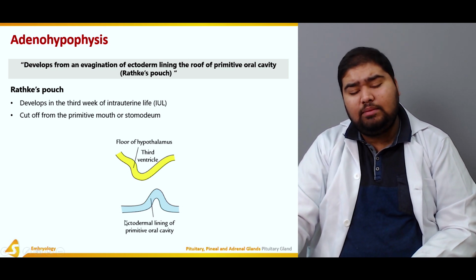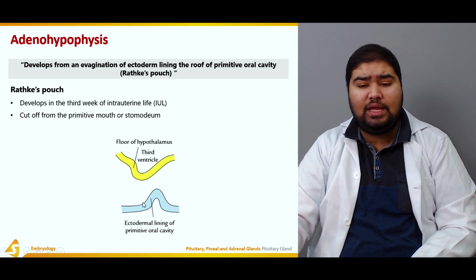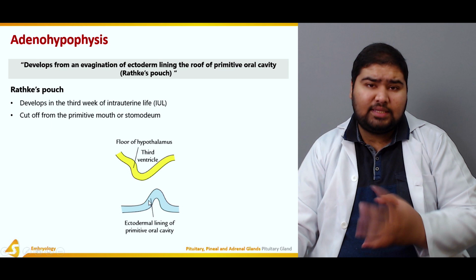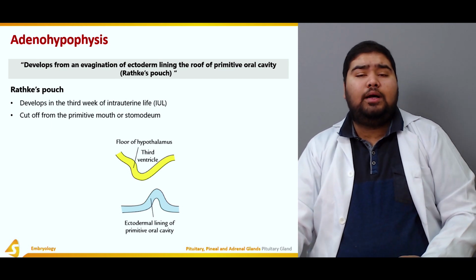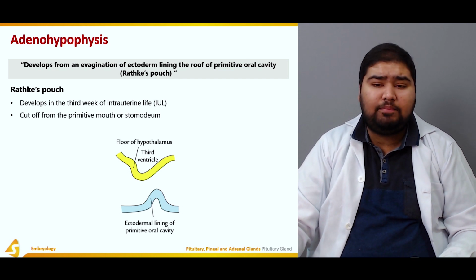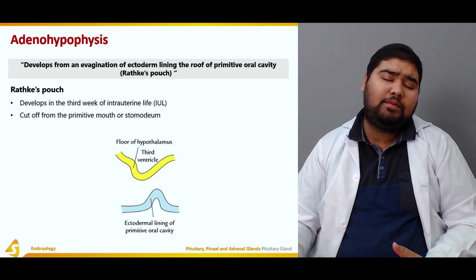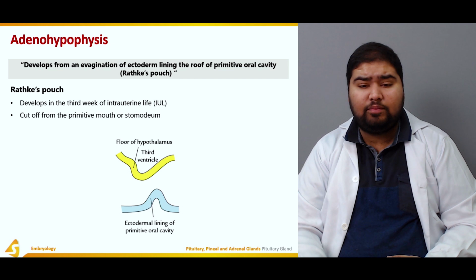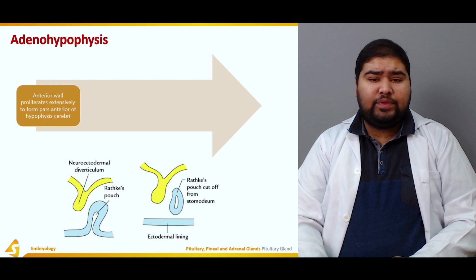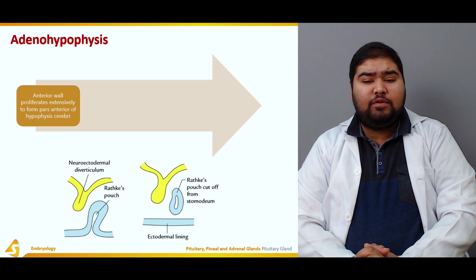So this is the ectoderm. Here you can see in blue, which is lining the primitive oral cavity. And this is the evagination that develops during the third week of intrauterine life. This evagination is known as the Rathke's pouch and is the source of development of the adenohypophysis. This Rathke's pouch, further in development, is completely cut off from the developing stomodium. So the anterior wall proliferates extensively to form the pars anterior of the hypophysis cerebri.